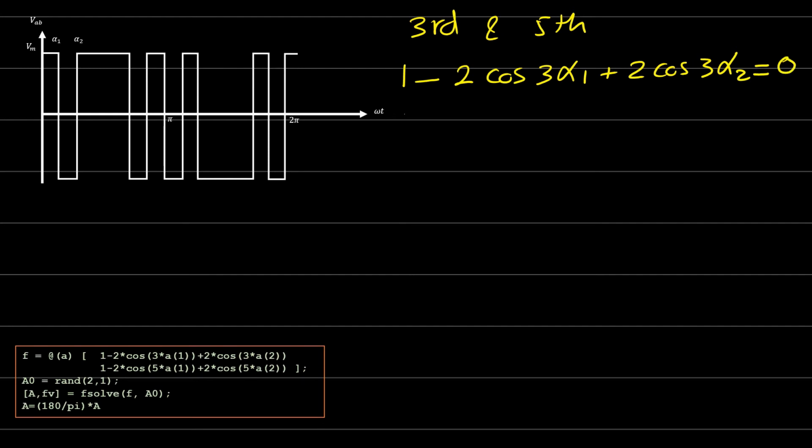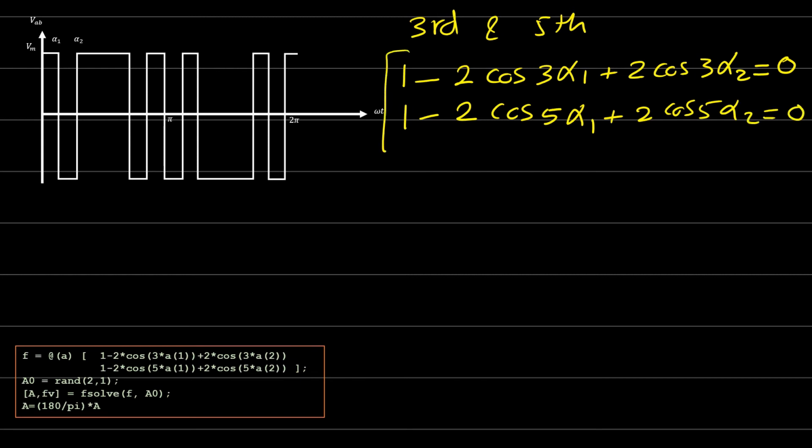And also the second equation, 1 minus 2 cosine 5 alpha 1 plus 2 cosine 5 alpha 2, is equal to 0. Now these are two equations with two variables, which are alpha 1 and alpha 2. We can solve them and obtain the values of alpha 1 and alpha 2, where we need to chop our waveform. But the problem with these two equations is that they are very complicated to solve by hand. They can be solved by iterations.